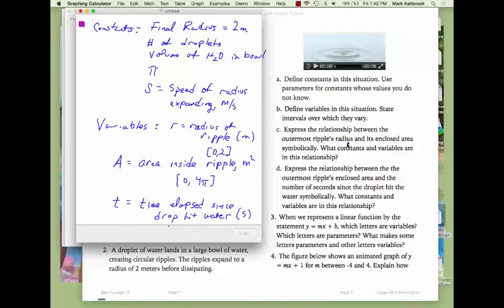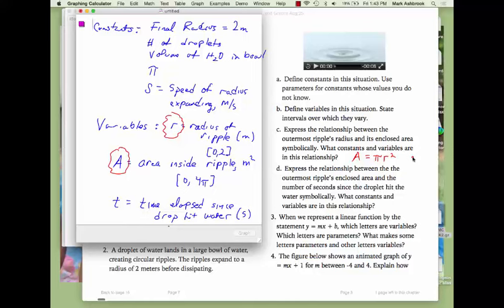That was A and B. Express the relationship between the outermost ripple's radius and the enclosed area. We defined the outermost ripple's radius and enclosed area, so they want a relationship between those two, which is pi r squared equals A, right? That's a mathematical relationship between those two changing quantities. As r changes, A will always be whatever pi r squared is.